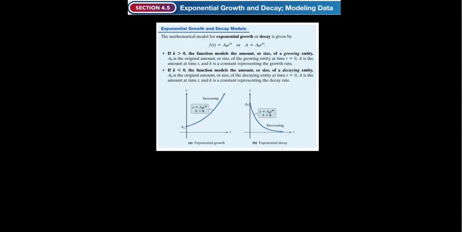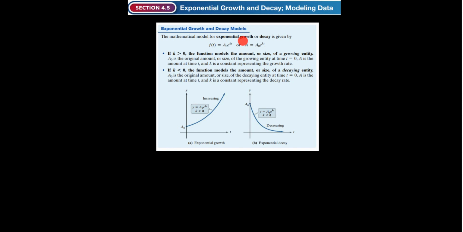Oh shoot, I totally forgot to talk about this. I'm sorry. Okay, so exponential growth and decay models. The mathematical model for exponential growth or decay is given by the function f of t is equal to a sub-zero, we say a naught, which means the initial amount, times e raised to the kt power, or A is equal to A naught times e to the kt power.